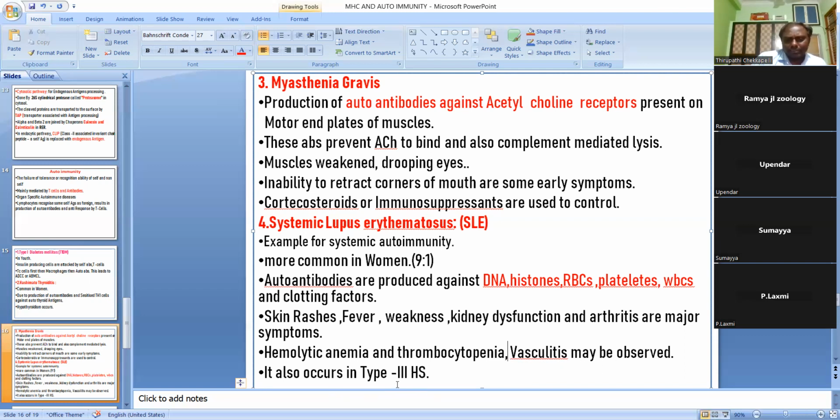It also occurs in type 3 hypersensitivity. Same thing is seen in the next topic, type 3 hypersensitivity. Okay, so that is about systemic lupus erythematosus.